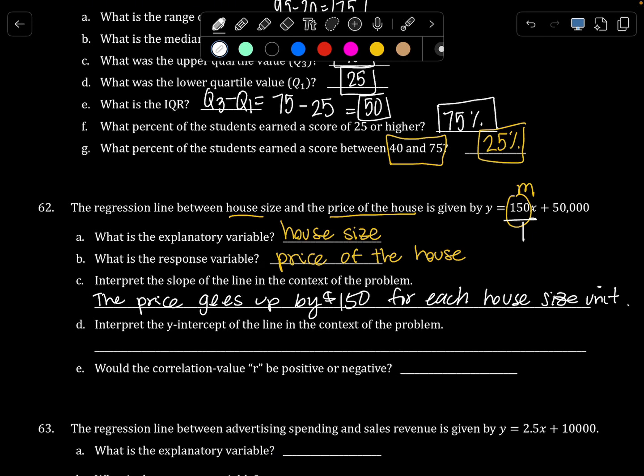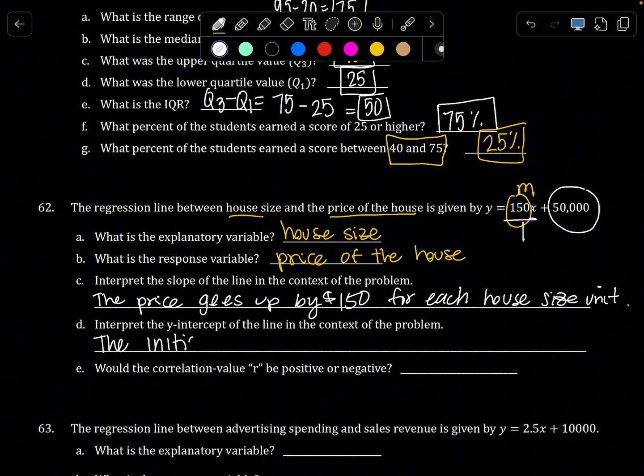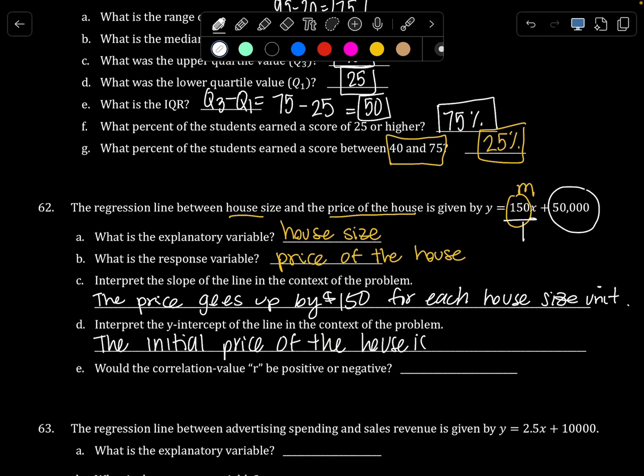Interpret the y-intercept. It's just $50,000. So the price of the house, or the initial, I think that's the best way. The initial price of the house is $50,000. But you have to consider, so that's like your starting price. But obviously once you consider square feet, it's an added amount.